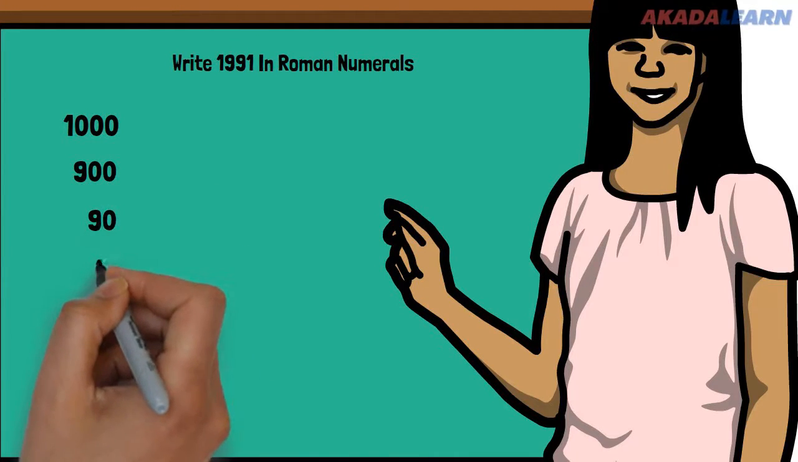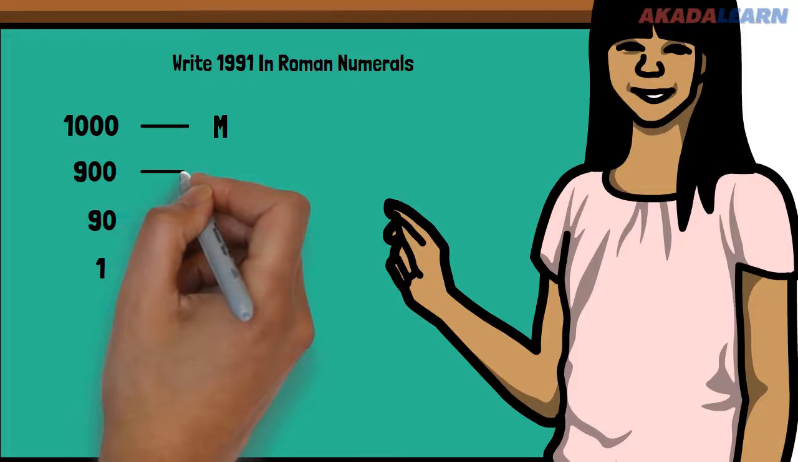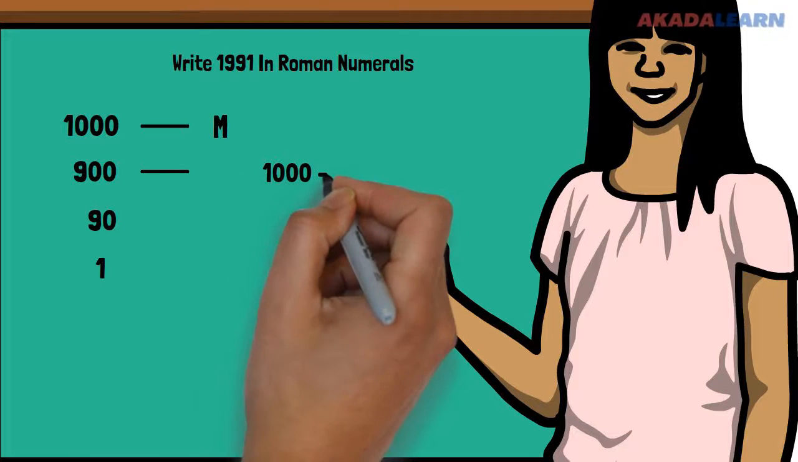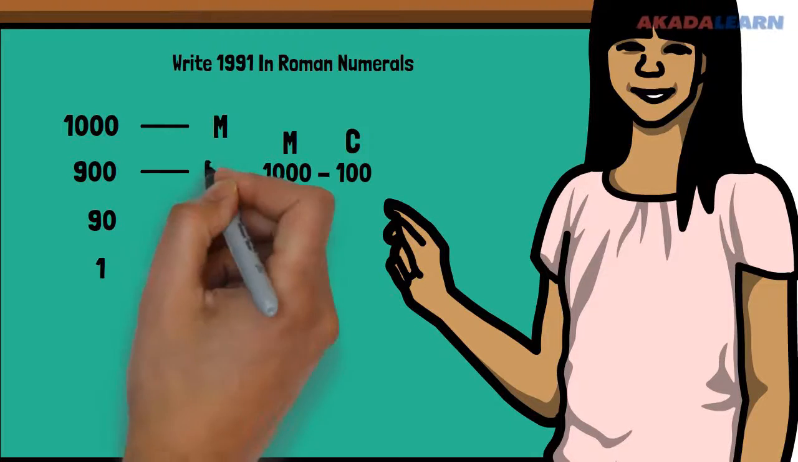1990 and 1. So we know 1000 is M. We know now 900 is 1000 minus 100. So 1000 is M and 100 is C. But how do we arrange this? When you have 1000 minus 100, once the number in front is smaller than the number behind it, M, then you put the small number first. So that's subtraction. So C becomes before M.